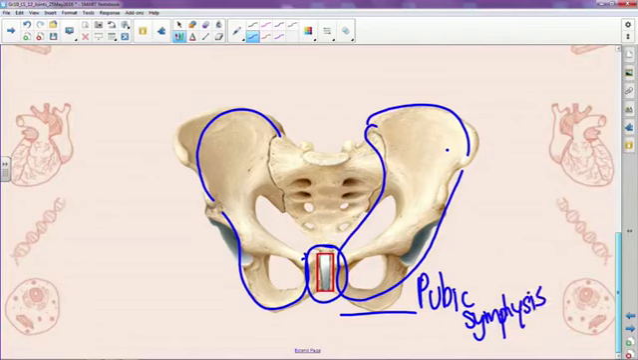Now that is, again, cartilage tissue that joins the 2 hip bones together in the front, right? But there's a slight bit of movement when walking during childbirth, but I don't want too much. I just want a slight bit. Now, my third joint is a special kind of joint.